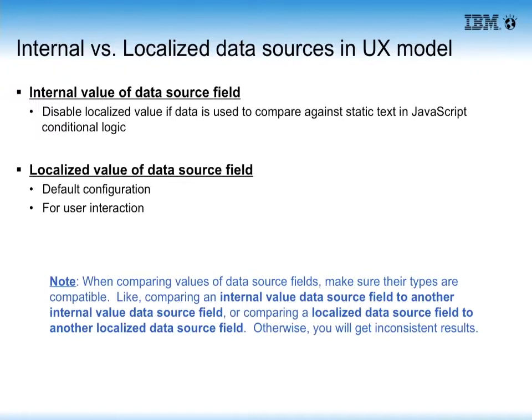So one thing to note is that when you're comparing values of data source fields, not really static text, but you're comparing against each data source field, then make sure that their types are compatible. For example, you're comparing an internal value data source field to another internal value data source field, or you are comparing a localized data source field to another localized data source field. Because if they're not the same, then you might get an inconsistent result in your condition.